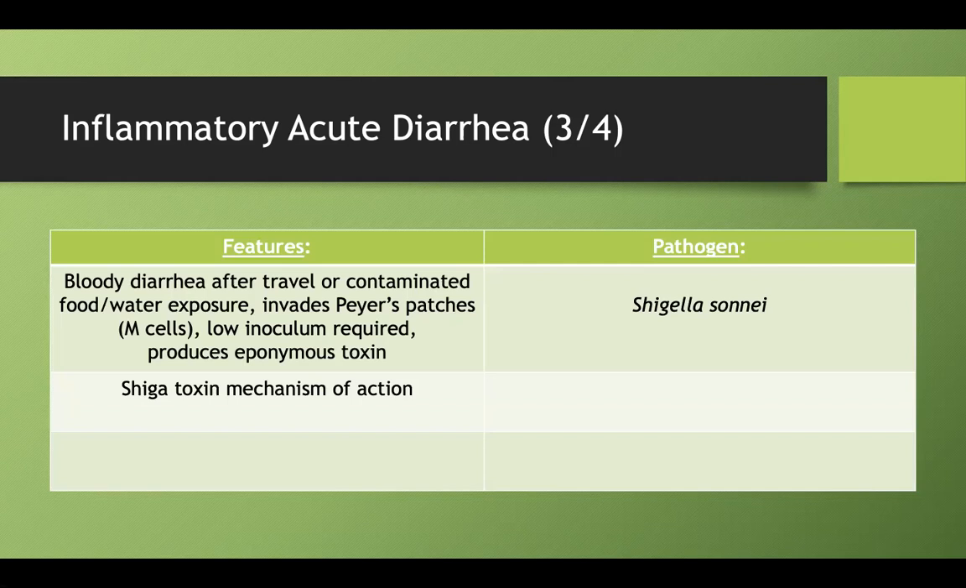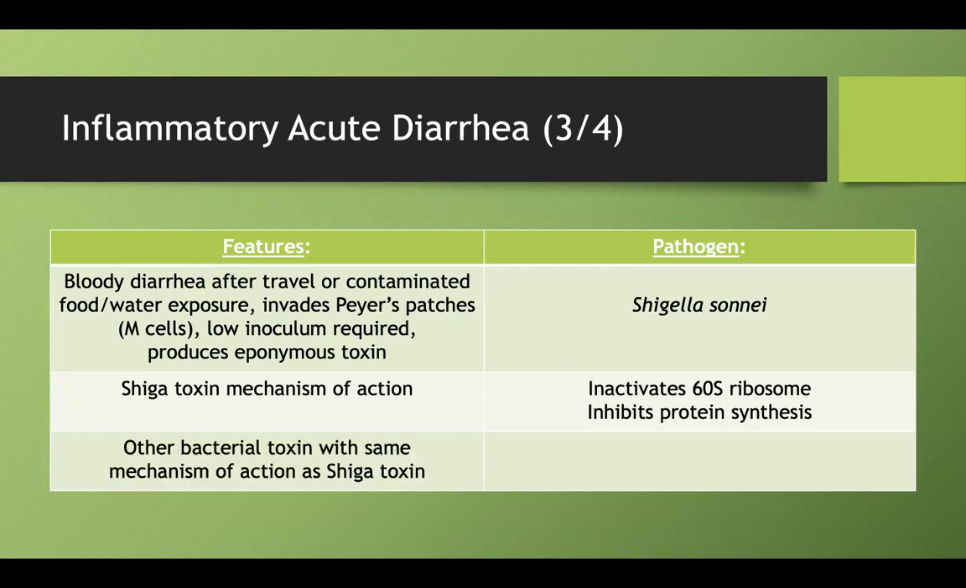And so what's Shiga toxin's mechanism of action? So what it does is it'll invade the 60S ribosome, and if you invade that, you're going to inhibit protein synthesis. And I wanted to mention, again, similar to how we saw that with cholera and ETEC, we also saw this in my oral cavity lecture, where I talk about diphtheria and how diphtheria's toxin has the same mechanism as Pseudomonas exotoxin A. They really like you to know if something has a similar mechanism of action.